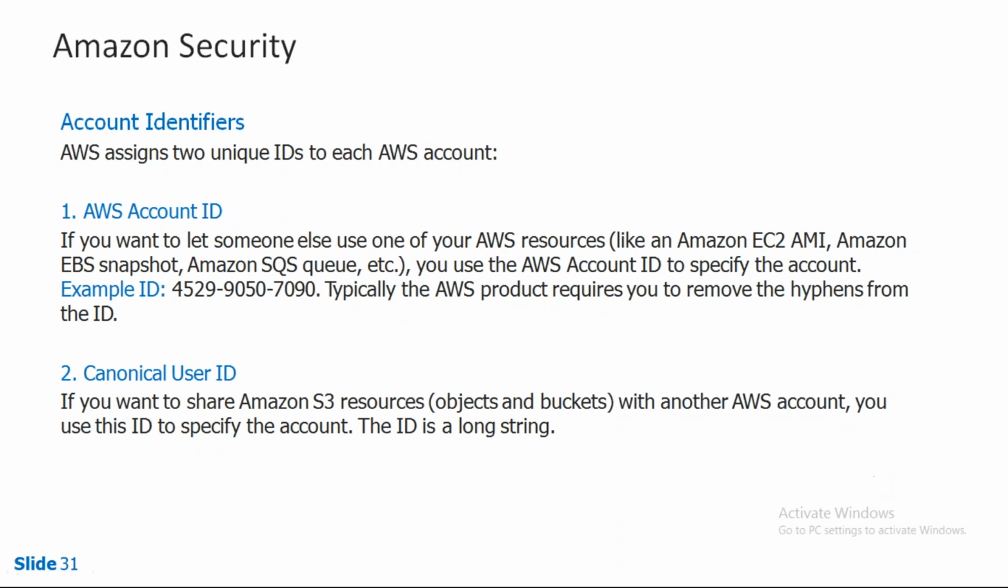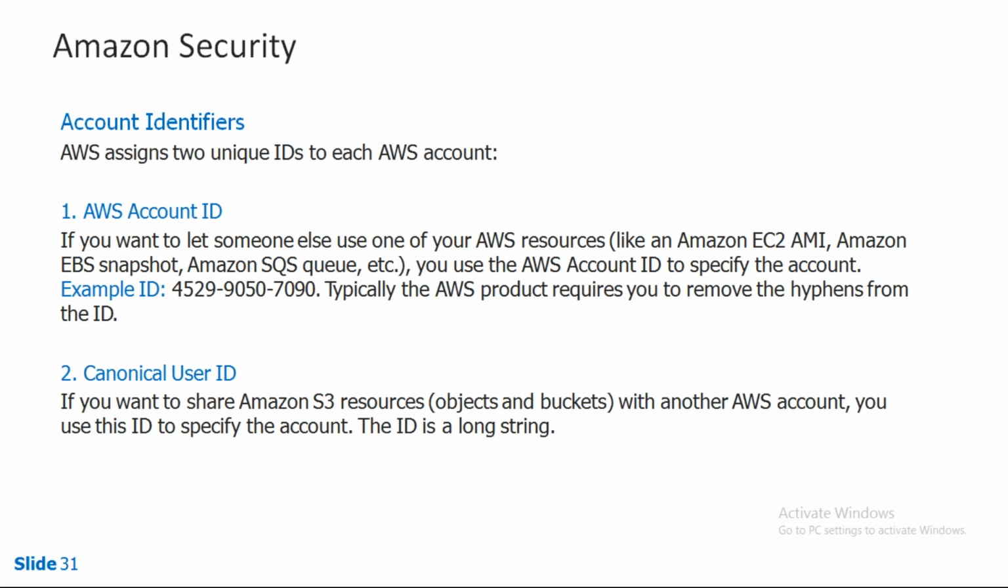Then Amazon security account identifiers: the AWS account ID, then the canonical user ID. We will see what the canonical ID is. First, Amazon account identifiers. AWS assigns two unique IDs to each AWS account. That's what you have seen, right? Whenever you create an account, a 12-digit account ID is created and assigned to your account, so that you will have accountability and connectivity. Whenever you log in, you'll have your own things with respect to that account ID.